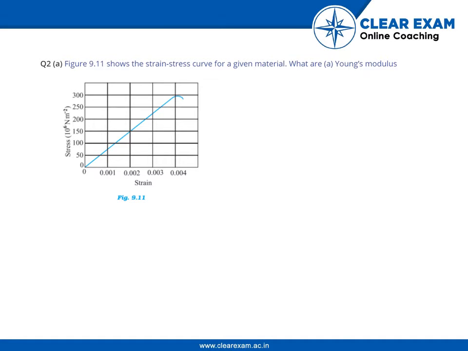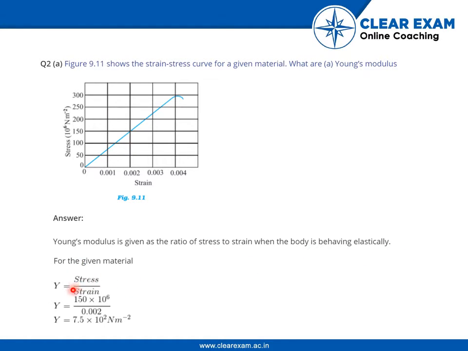Let us go through the question. The following figure shows the stress strain curve for a given material. What is Young's modulus? Young's modulus is given as the ratio of stress to strain when the body is behaving elastically. For the given material, Y equals stress divided by strain. The stress, as we can see from the graph itself, is 115 x 10^6, and the strain is 0.002. So eventually the value of Young's modulus comes out to be 7.5 x 10^10 Newton per meter square.